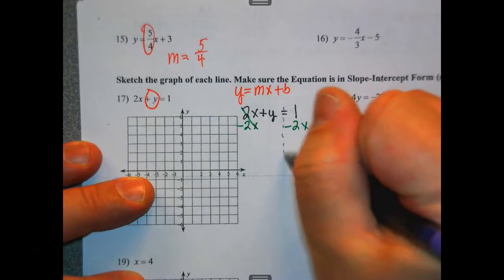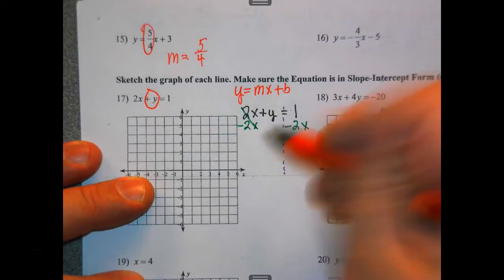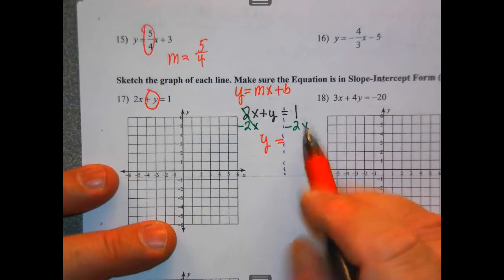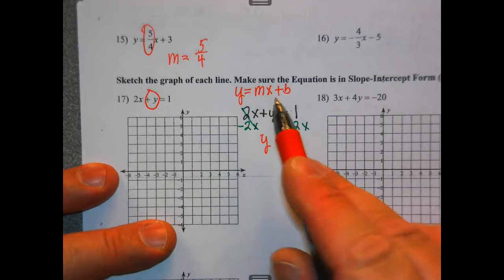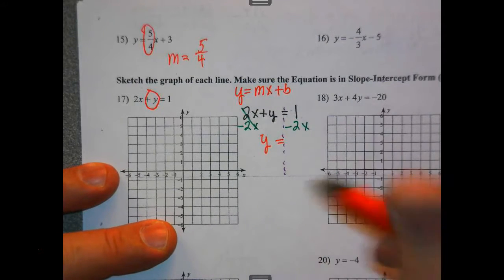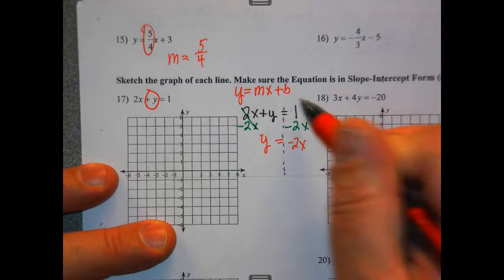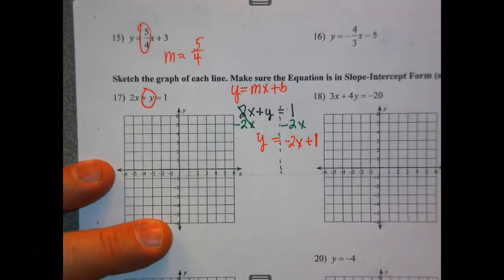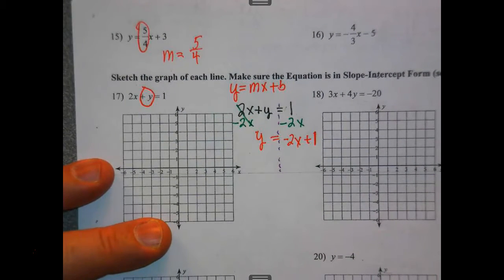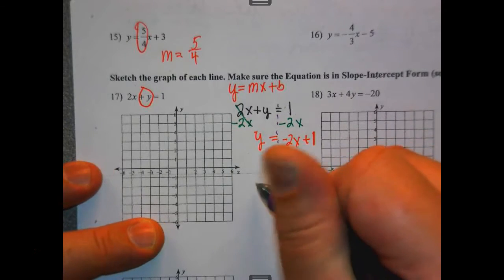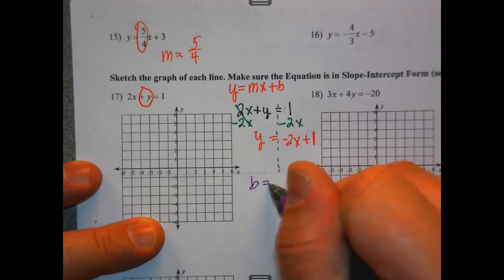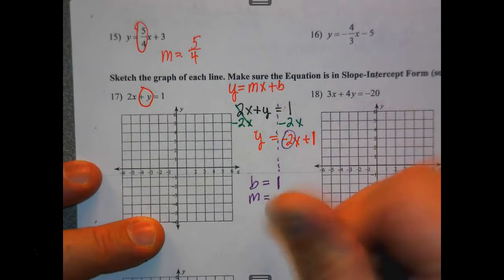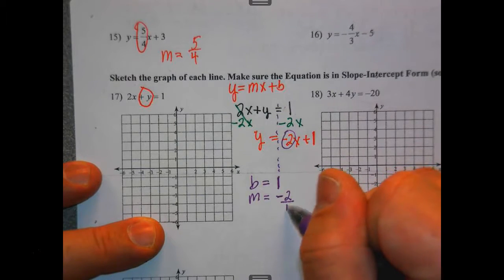Remember, here's my equal sign. I get y equals, now I'm going to put my x term first, because that's where it is in my slope-intercept form. So I have a negative 2x. And then I have this plus 1 up here. Okay. You always start with your y-intercept, which is positive 1. My slope is the coefficient of x, negative 2, and we're going to put it in as a fraction.